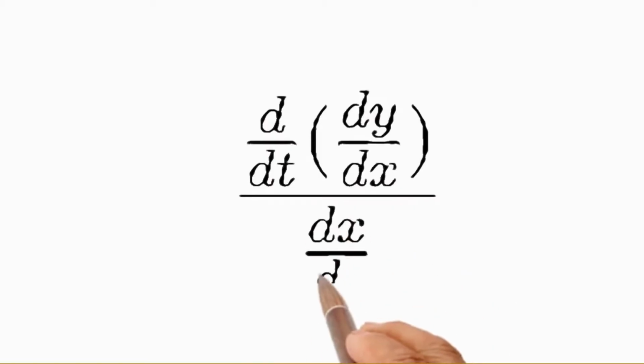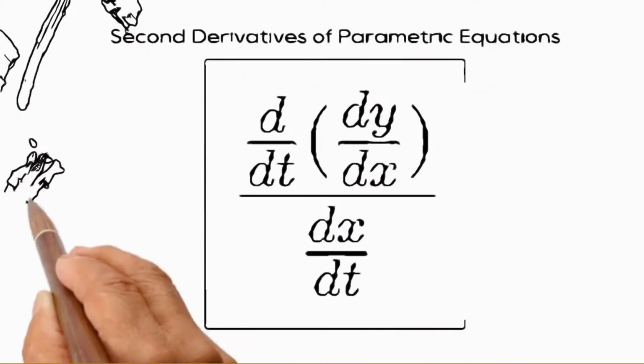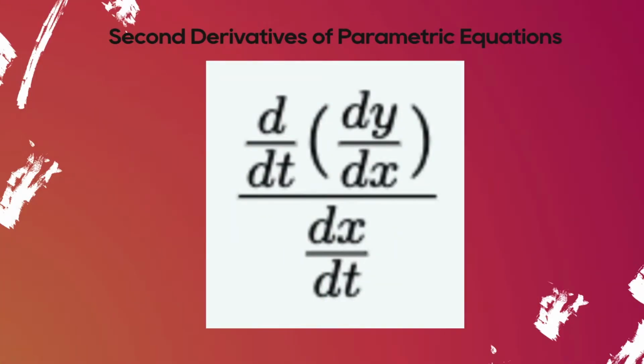Now, what if we want to find the second derivative of a parametric equation? Well, we can do something similar. To find the second derivative of a parametric equation, just memorize this formula. The second derivative can be represented as, in the numerator, you differentiate dy over dx, the expression you get, with respect to time, and then you divide that by dx over dt. So to find the second derivative, you must first find dy over dx, which is the first derivative.